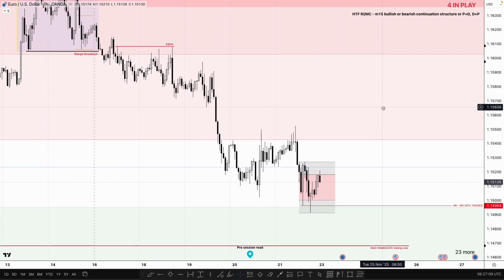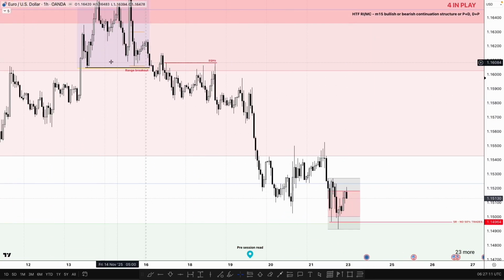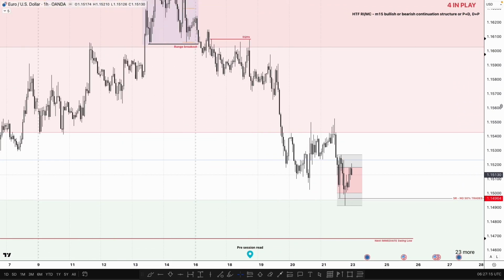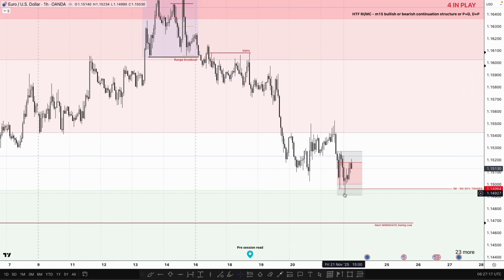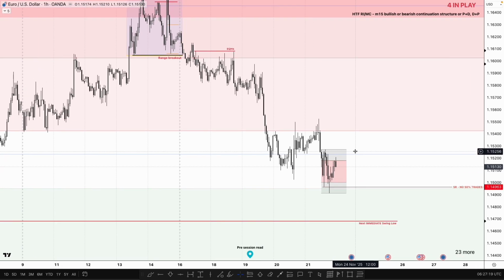1 hour, again, just bearish continuation structure here. We had that range breakout. So last week I was looking for sells only. And then now we can just see that price is just running these lows and slowing down, right? Because we're not extending through the lows.